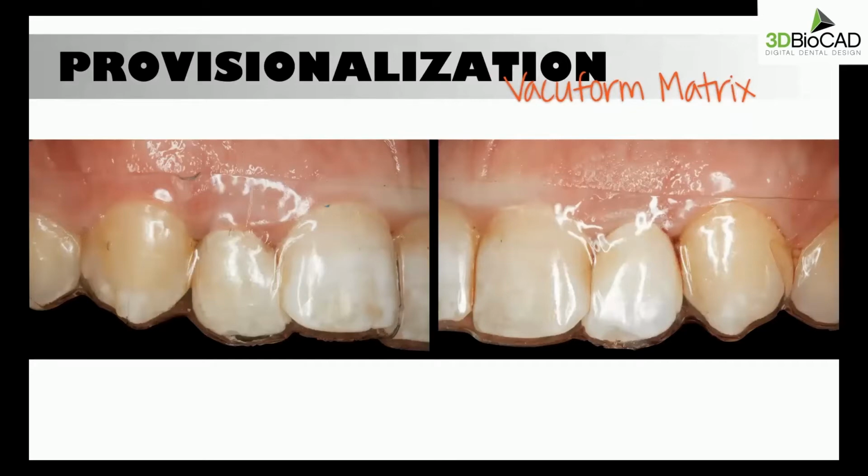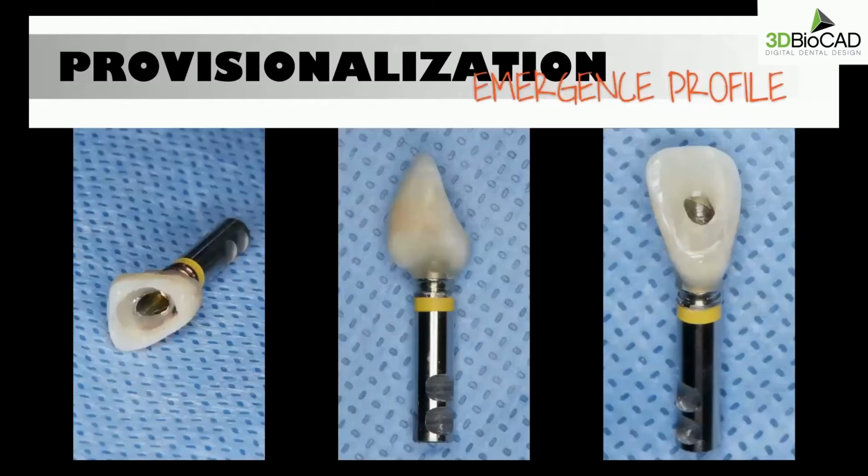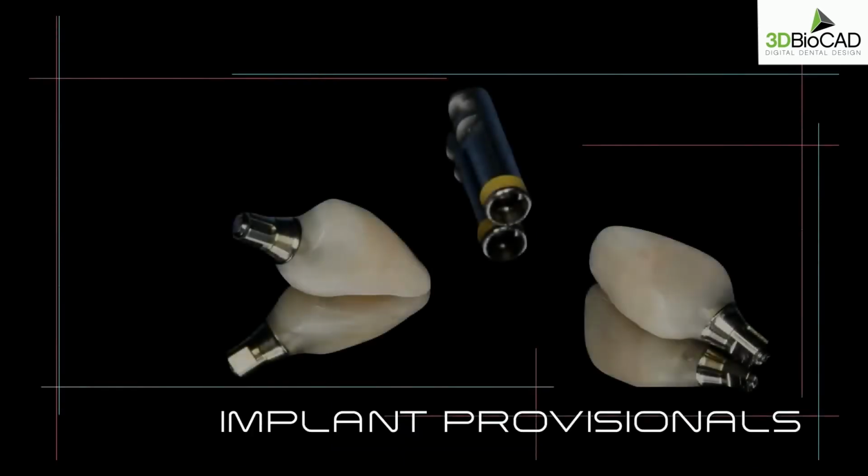Now all we need to do is basically connect these two, and what I use for this is a flowable composite. And then after you connect it inside the mouth, you take it out, and basically now all you need to do is fill in the gaps and voids. So we create the emergence profile using flowable composite and fill any other voids that are present with flowable composite as well. And then now we're ready to polish the restorations.